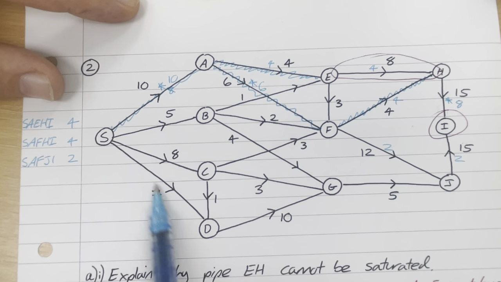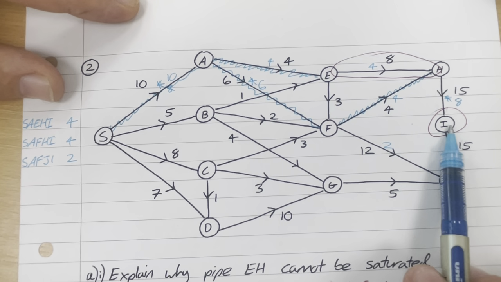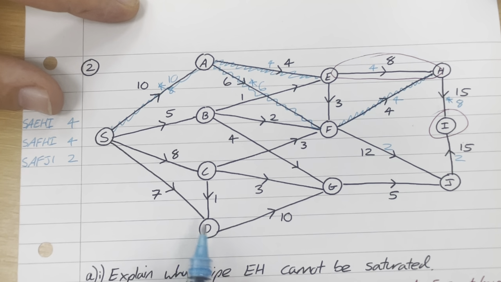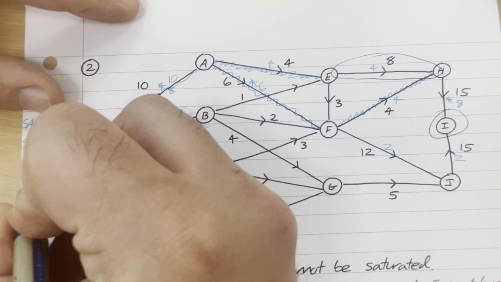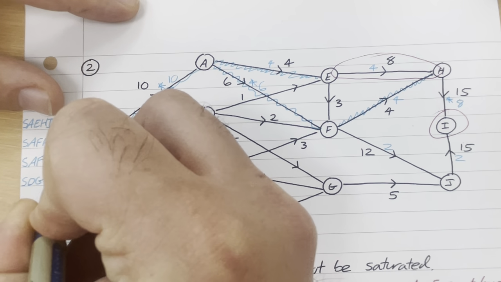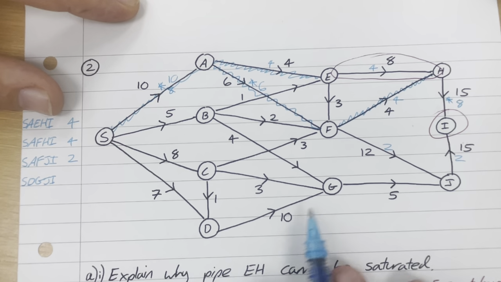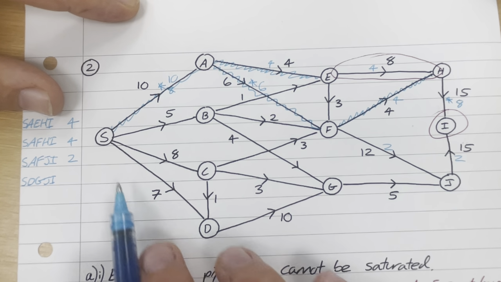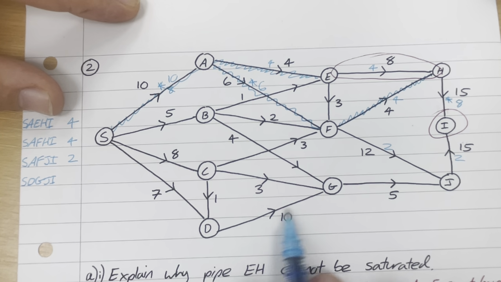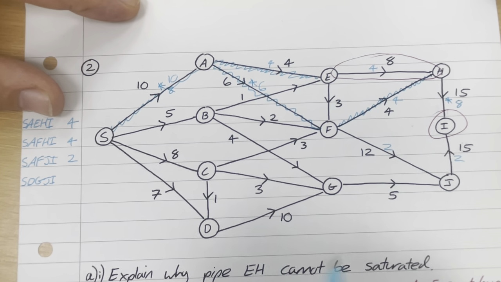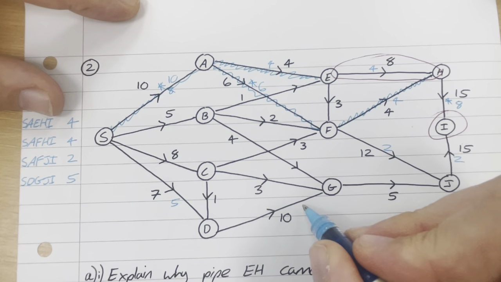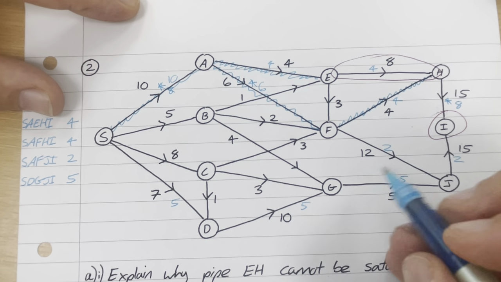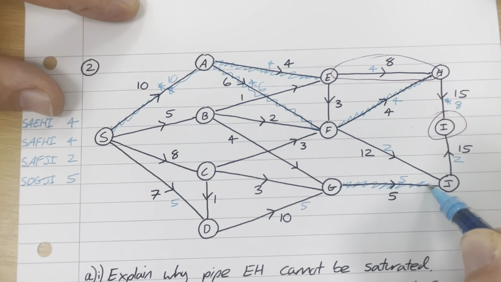Okay, so let's come down to D, up to G, and then in that way. So that's going to be S-D-G-J-I. How much flow can I push through there? Well, it's going to be 5. I've got 7 cap, 10 cap, 5 cap, 13 cap. The smallest of those is 5. So I've now got 5 flowing through there, 5 flowing through there, 5 flowing through there, which saturates that pipe. And that has now got 7 flow through it.